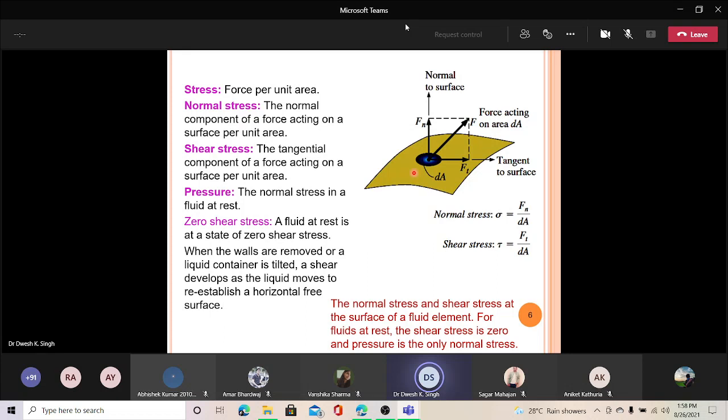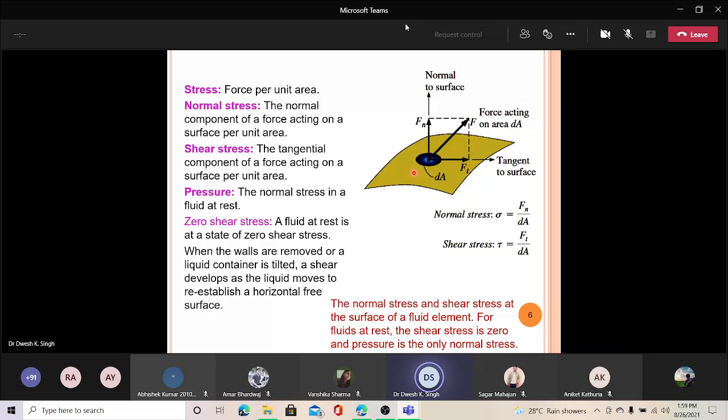Pressure always acts perpendicular to that particular surface. Always. Pressure is basically a normal stress. In a fluid at rest, there is zero shear stress. When will it be zero? When your fluid is at rest, meaning there is no motion, so there will be no deformation.